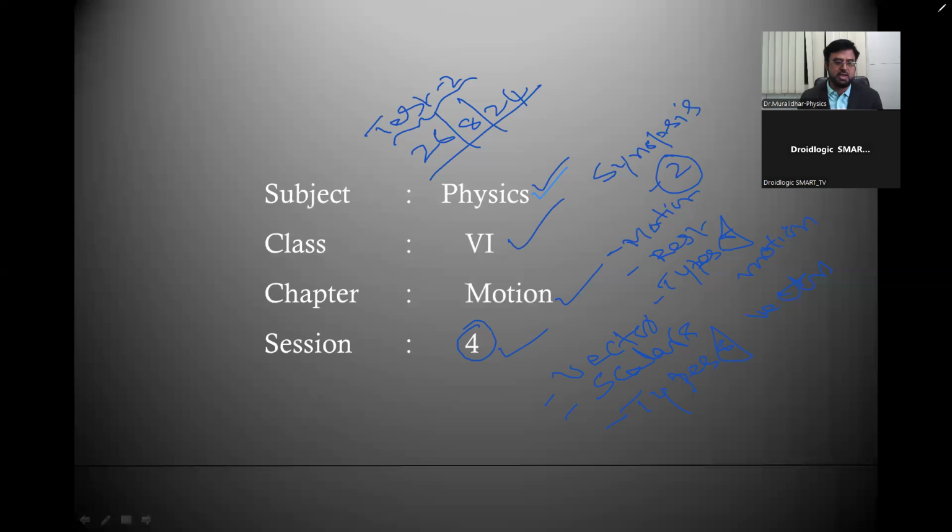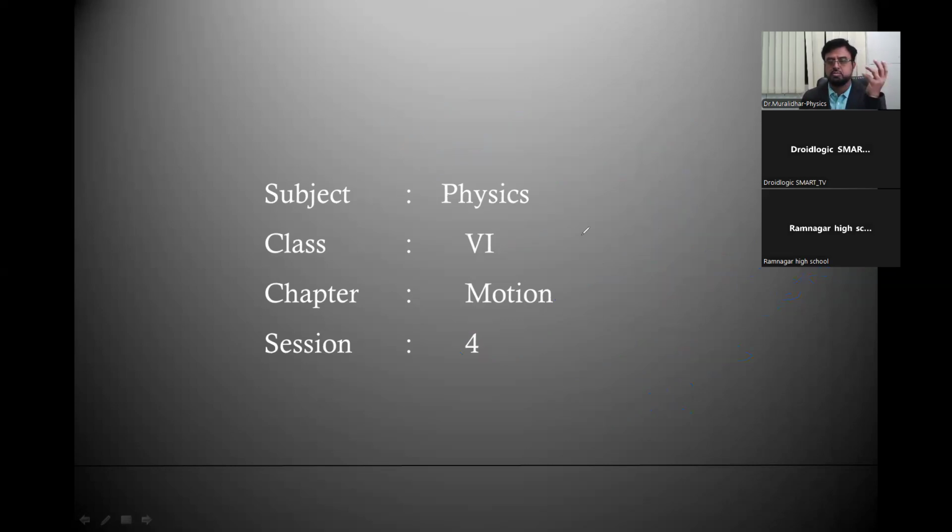Before going directly to the worksheets, let us review both the synopses once, then we'll go to the worksheets level 1 and level 2. This is the complete picture of what we have covered in the last 3 sessions and what we are going to cover today.